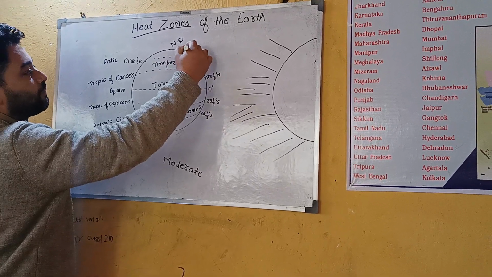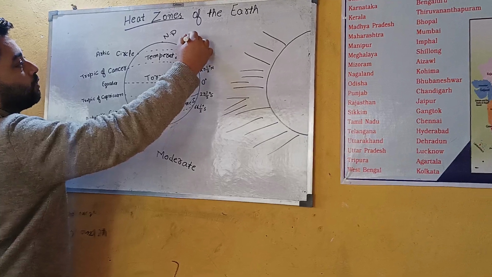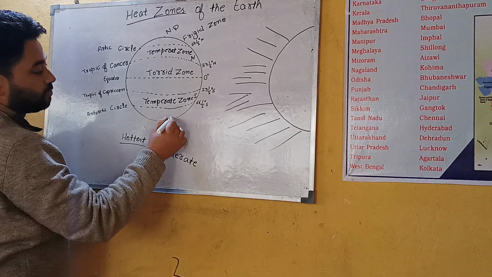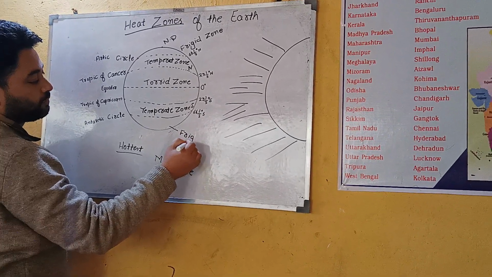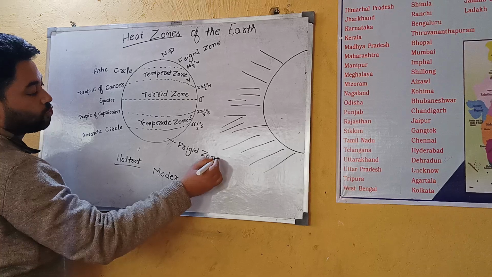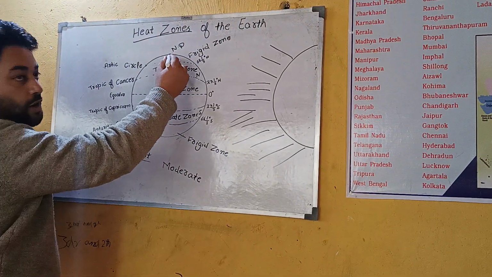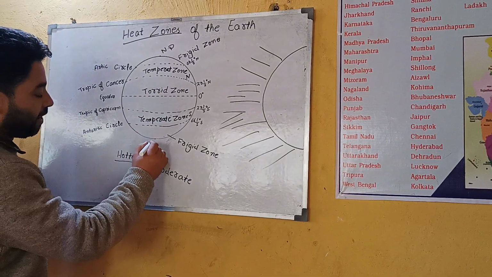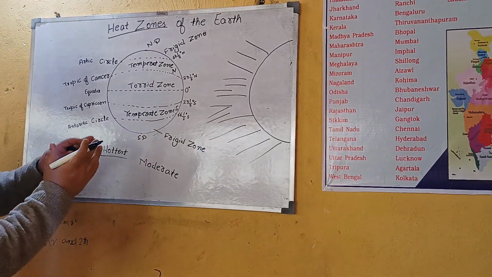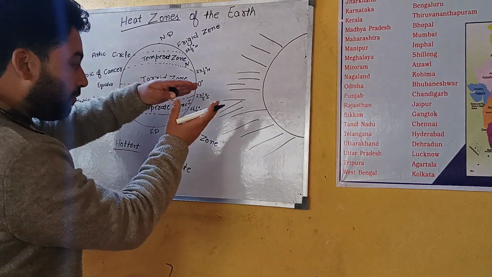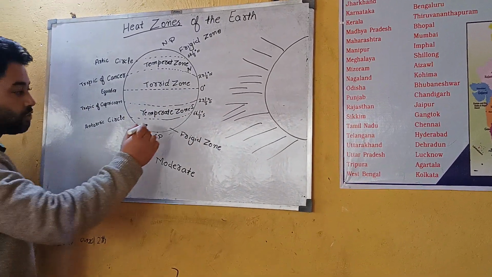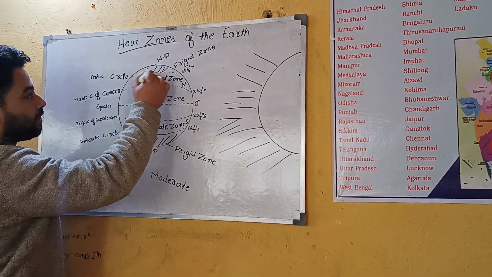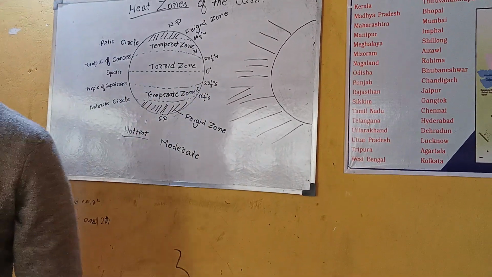That is known as the frigid zone. This zone lies between the Arctic Circle and the North Pole, and between the Antarctic Circle and the South Pole. The sun rays never fall vertically on this zone. The sun rays are always slanting on the frigid zone. So it receives a smaller amount of heat from the sun.